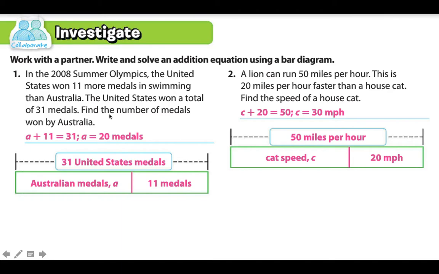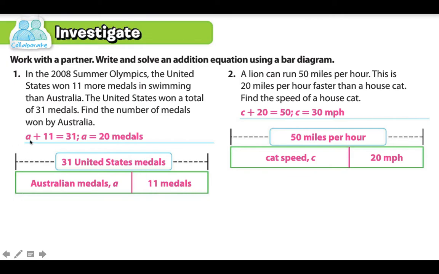Okay, so what we know is that the United States won a total of 31 medals. So the whole bar is going to represent the 31 medals that the United States won. We also know that the United States won 11 more medals than Australia. So we are going to take 11 and let that represent some part of the United States medals. Now, we're going to use A as our variable to represent Australian medals, and let us add the Australian medals to the 11 medals that were won by the United States that were more.